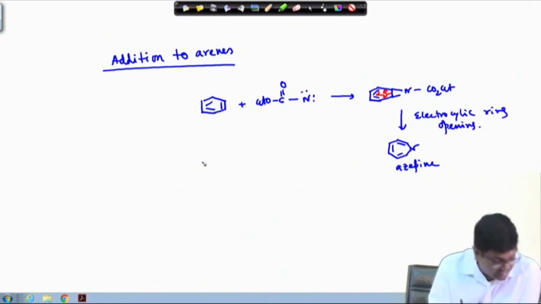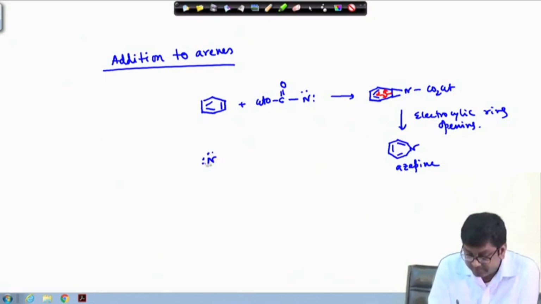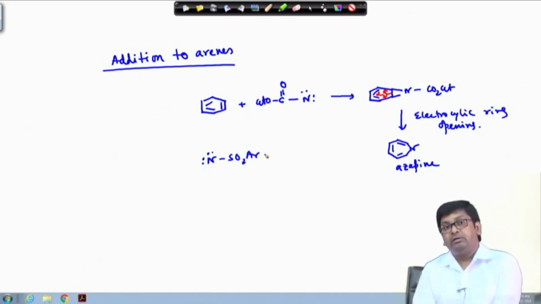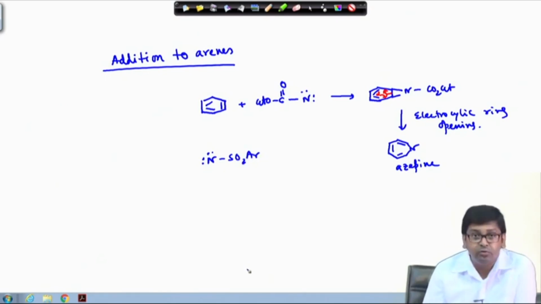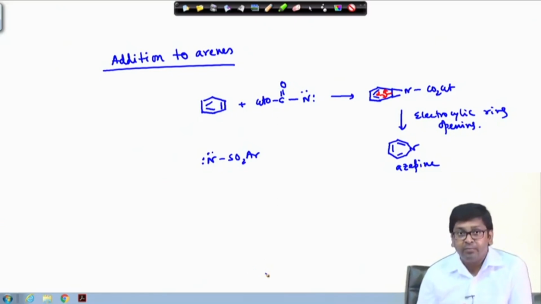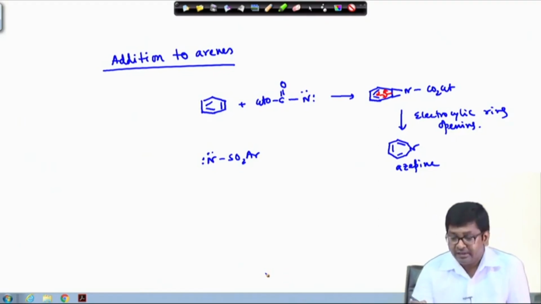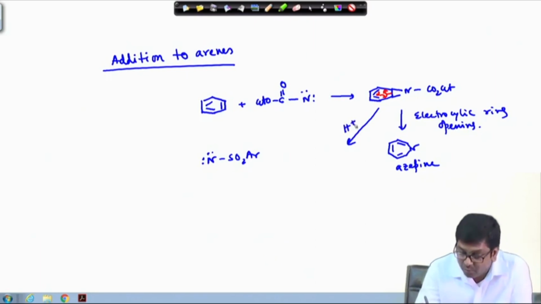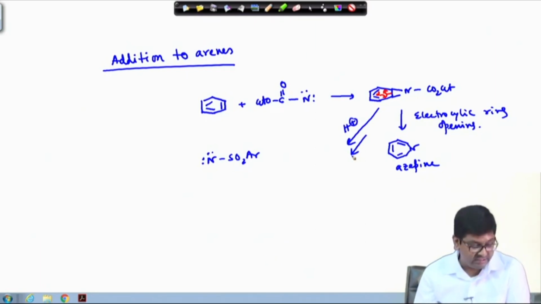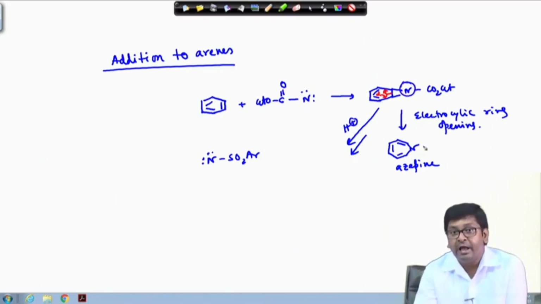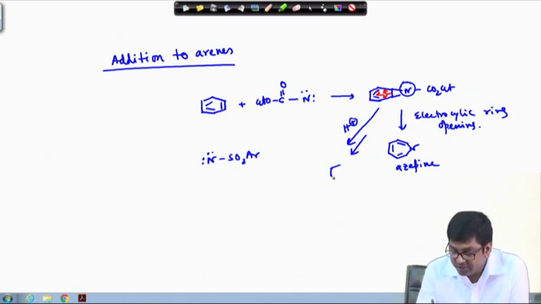But when this nitrene is associated with an aryl sulfonyl group, it has been found that not only this type of aziridination forms, rather, in a similar way to what formed here, in presence of acid, this will give the corresponding aniline derivative. So, the protonation will occur here, and once the protonation occurs, this ring will open, and after that deprotonation will give the corresponding aniline derivative.